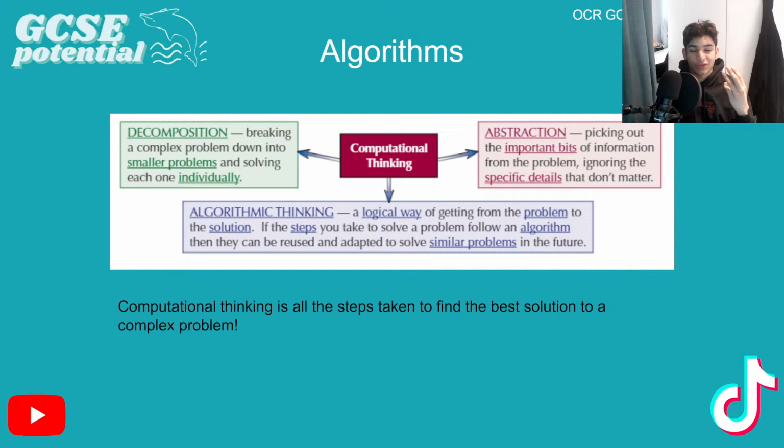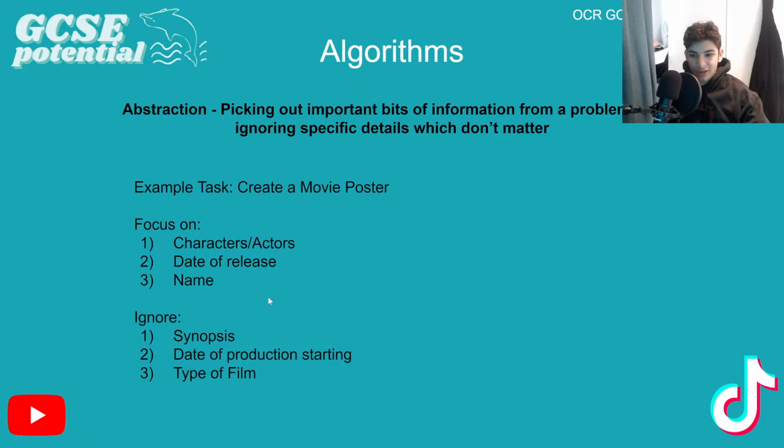There are 3 different things which are associated with computational thinking, and you need to know these definitions, and they do often appear. So we'll cover them separately. Firstly, we have abstraction, and that's where you pick out important bits of information from a problem, and you ignore the specific details which don't matter.